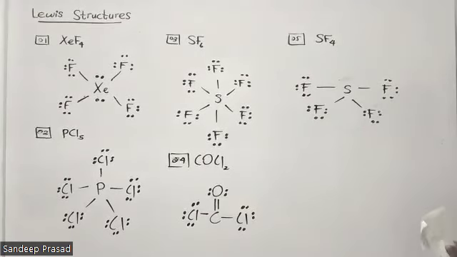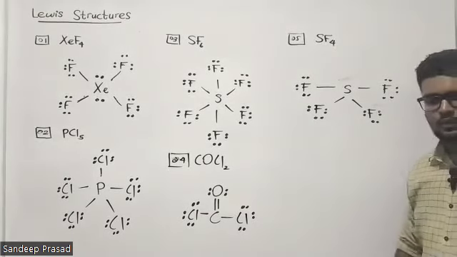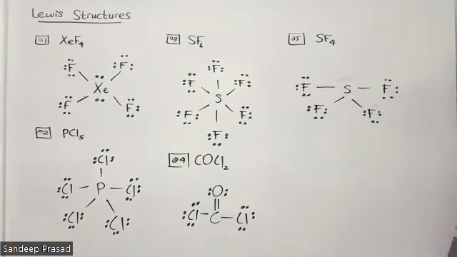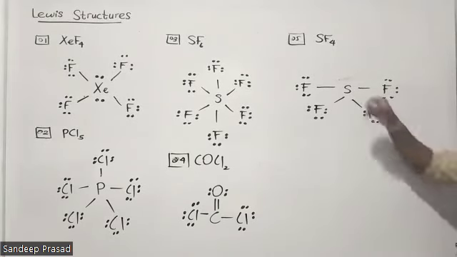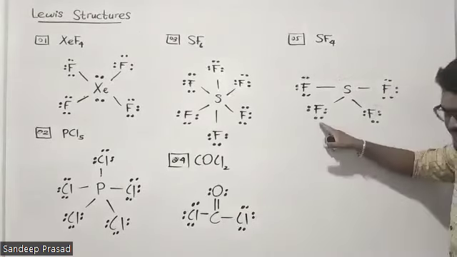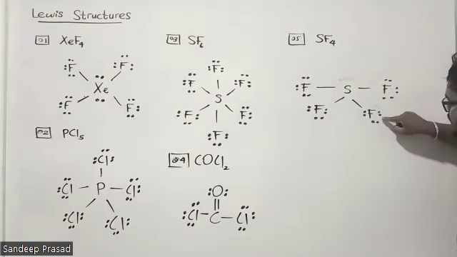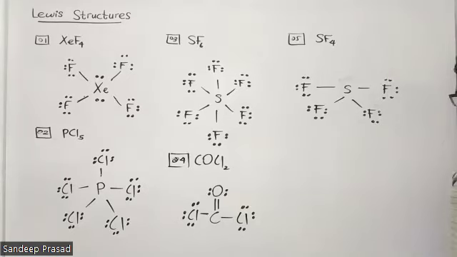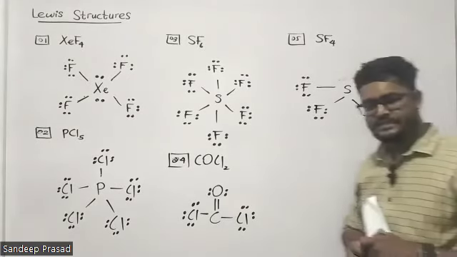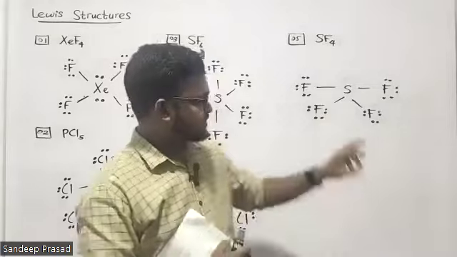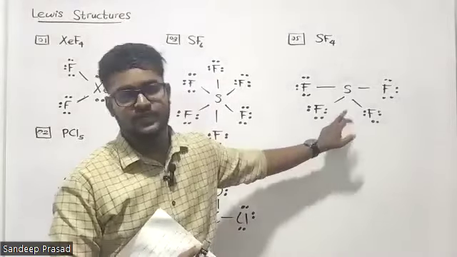Okay, now this is the way. We know that fluorine is always connected to the element through a single bond, so in this way it is connected to the sulfur atom. In order to satisfy the octet, we can put 3 lone pairs. Valence electrons are also okay. 1, 2, 3, 4, 5, 6, 7. Done.